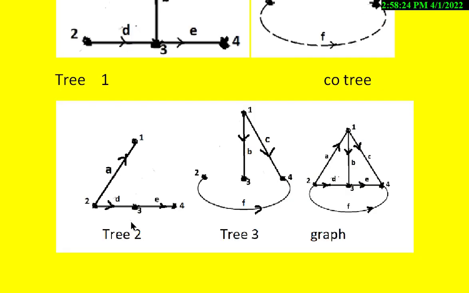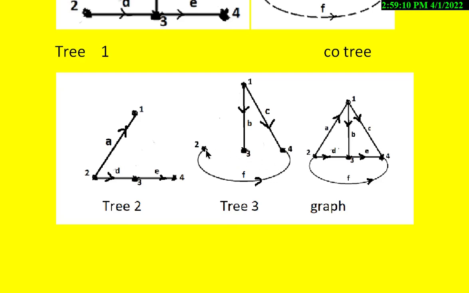So this is another tree for the given graph. This is the graph, and here also all the nodes are connected by the thick lines, that is called twigs, A, D, E, and they connect node 1, node 2, node 3 and node 4. This is called tree, second tree. Similarly, another tree can be drawn like this. This is node 3, node 1, node 4, node 2, and between each pair of nodes, there is an element here. This is also a tree.